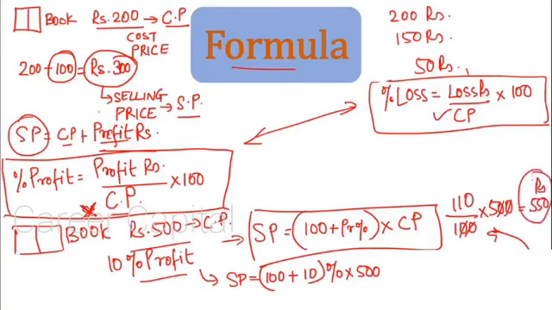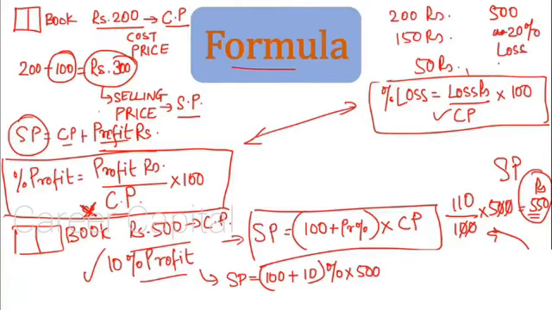So the selling price has to be 550, then only you will get 10% profit. Same way for loss, if someone says that, okay, the cost price of a book was 500 rupees and I sold the book at a 20% loss. Okay, 20% loss. So at what price did I sell the book?